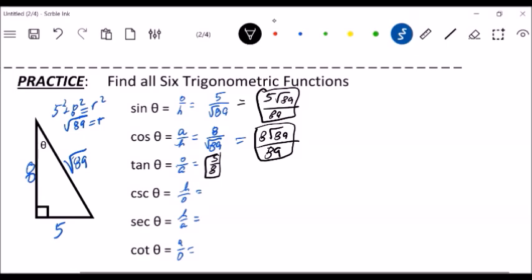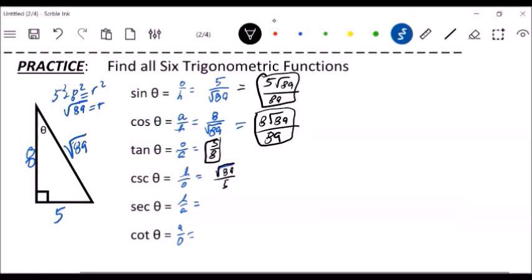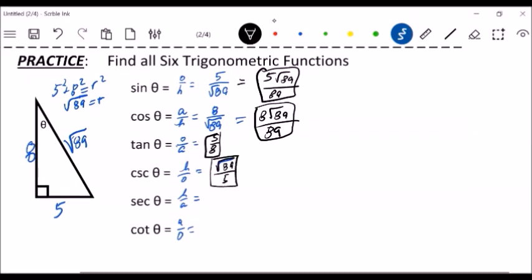For the hypotenuse over the opposite, for the cosecant, we put square root of 89 over the opposite, which is 5. And then for the secant, the reciprocal of the cosine, we would take the square root of 89 and put it over 8. Hypotenuse over the adjacent. And then the adjacent over the opposite, which is 8/5, the reciprocal of the tangent.